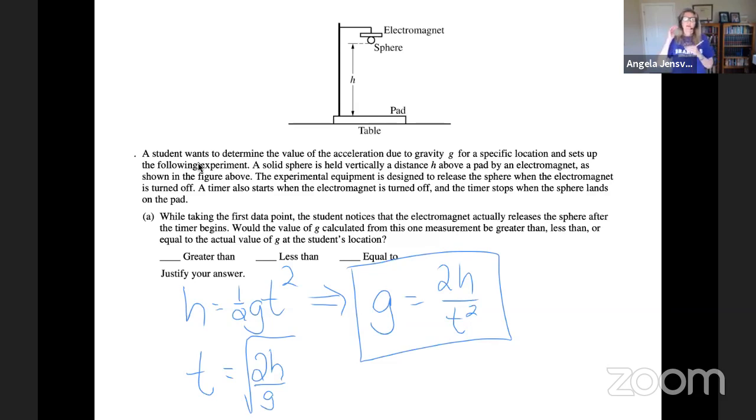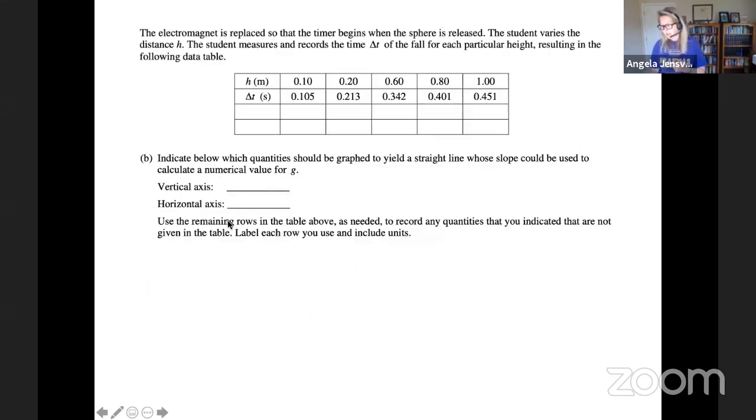All right, and what happened was the electromagnet releases the sphere after the timer started. That means that your time is going to be longer. Your measurement of time is going to be longer. And this is an inverse square relationship. That means G will be smaller. So I'm going to say less than. And my justification will be that the measured time is longer, and there's an inverse square relationship between G and time, so G will be smaller, okay? So those are the kinds of experimental uncertainty questions that are usually asked in Physics C.